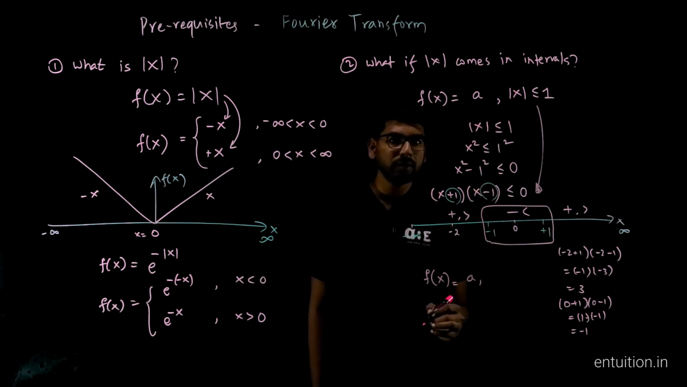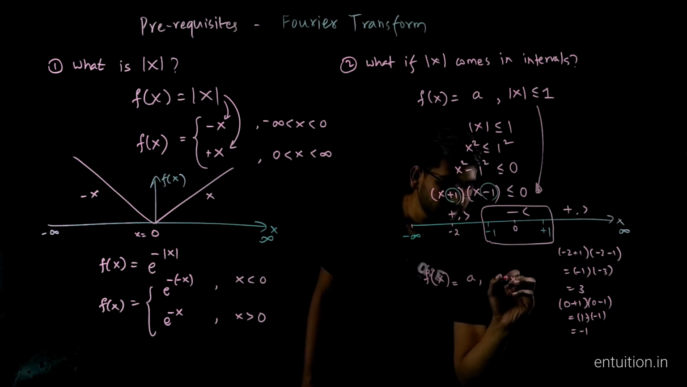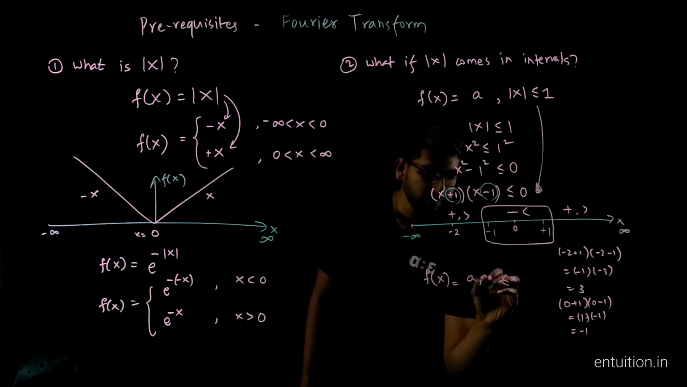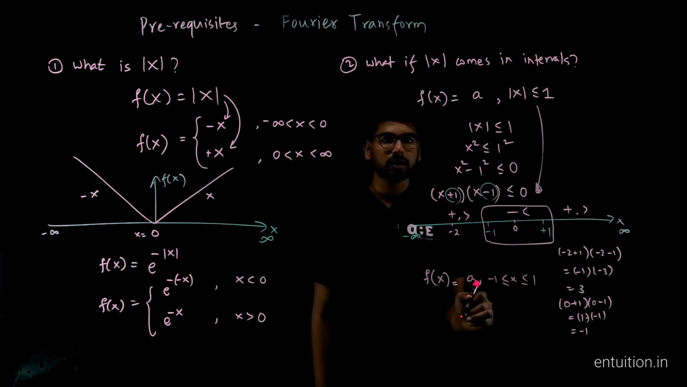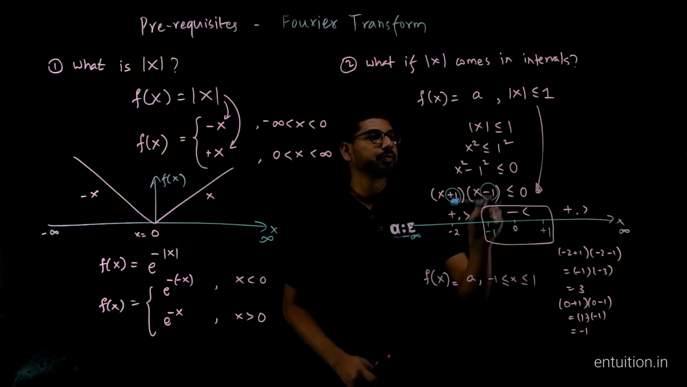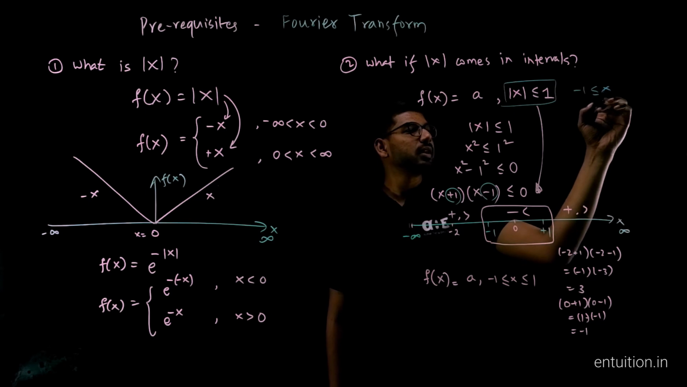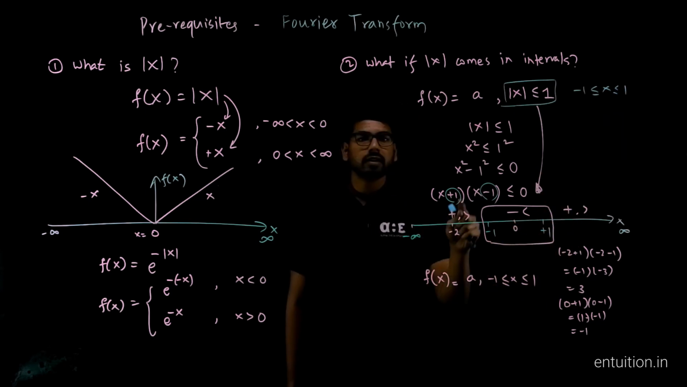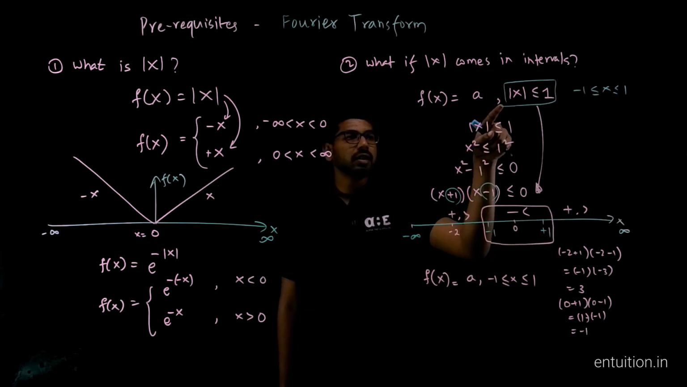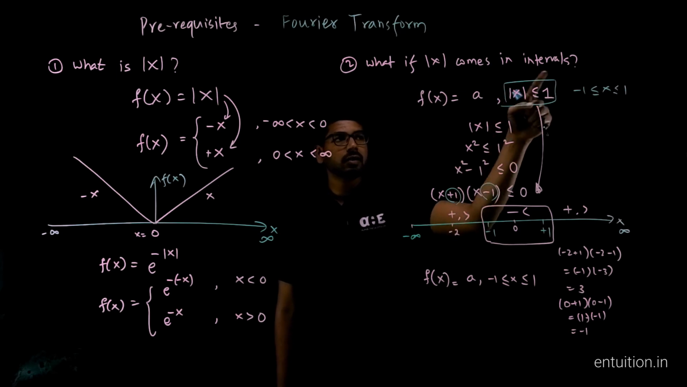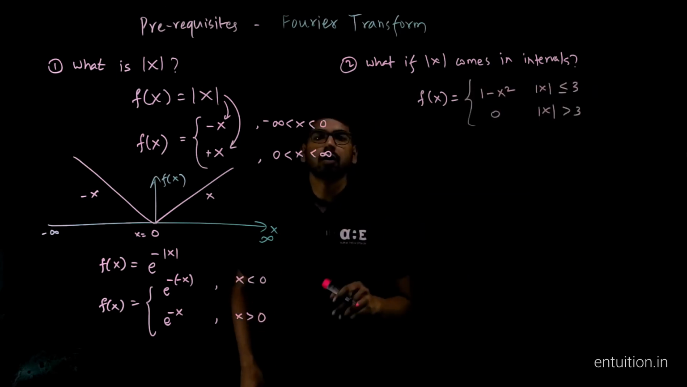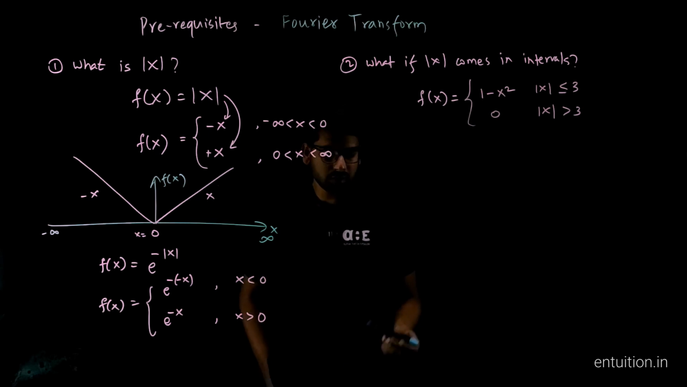When x is greater than minus 1 and x is smaller than 1, right? So this can be written as minus 1 less than or equal to x less than or equal to 1. Let's do one more example where the interval is given using mod x. Okay, so we have another example here.